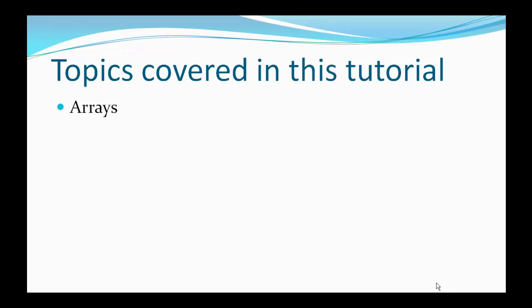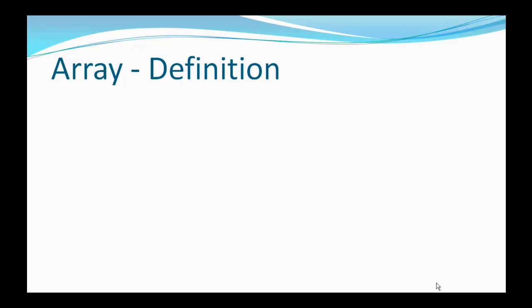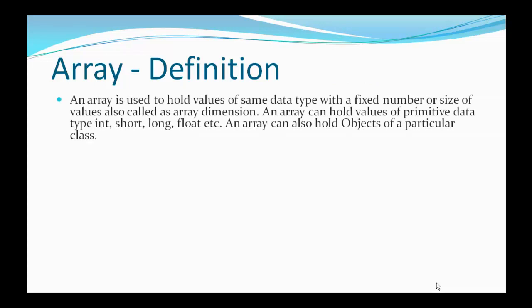single dimensional arrays, multi-dimensional arrays, and also how the arrays are used in the loops. Coming to the definition, an array is a group of variables of same primitive data types with a fixed size. The size of an array is also called an array dimension.